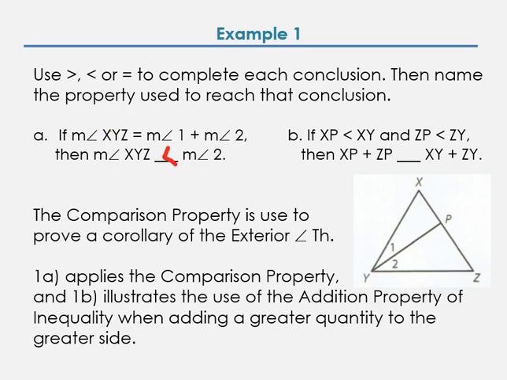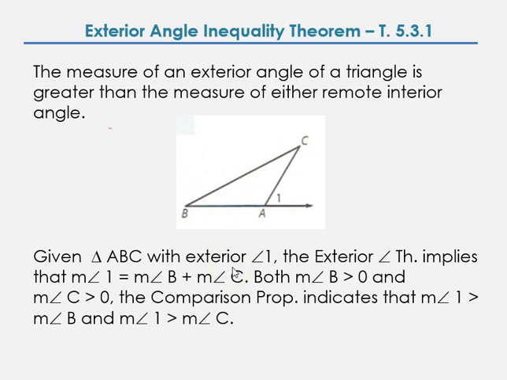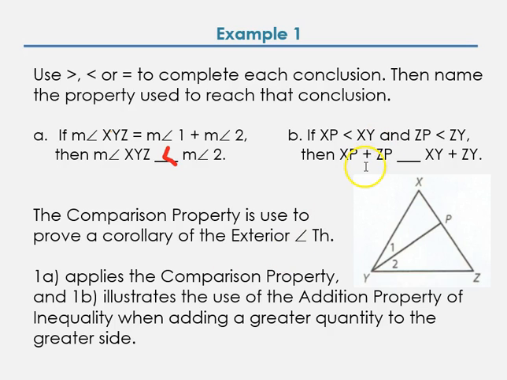Let's move on and take a look at example B. If XP is less than XY, so XP is this piece right here, and it's going to be less than XY, and ZP is less than ZY, then XP plus ZP would have to be what in comparison to XY and ZY added together?